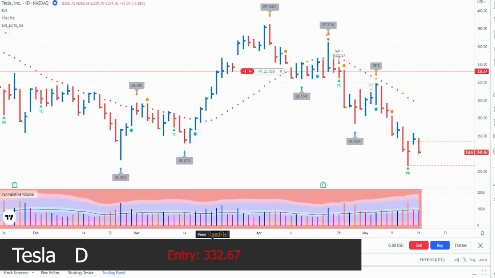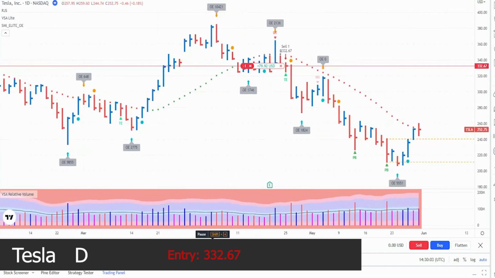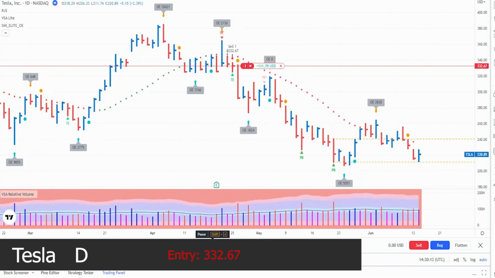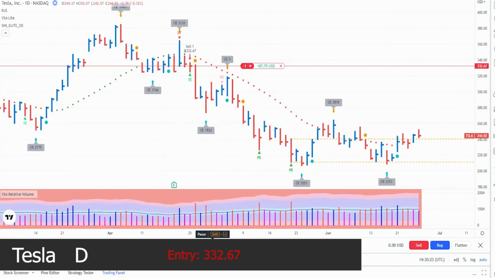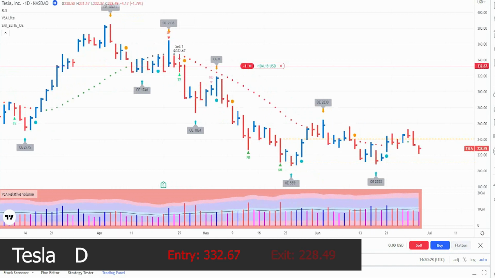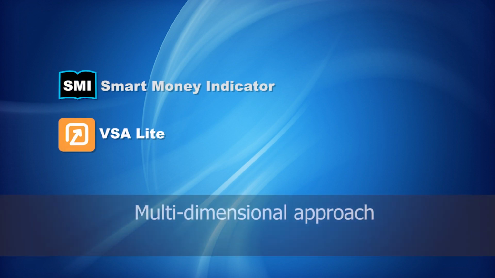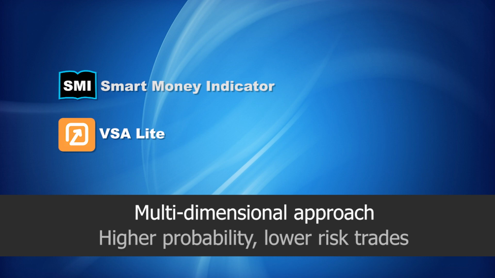Although there are several VSA signs of strength and an SMI long indicator, we continue the short trade until the short-term trend dots change from red to green. We exited the trade here at 228.49. Using the two methodologies together provides a multi-dimensional approach to trading. These two perspectives together result in higher probability, lower risk trades.